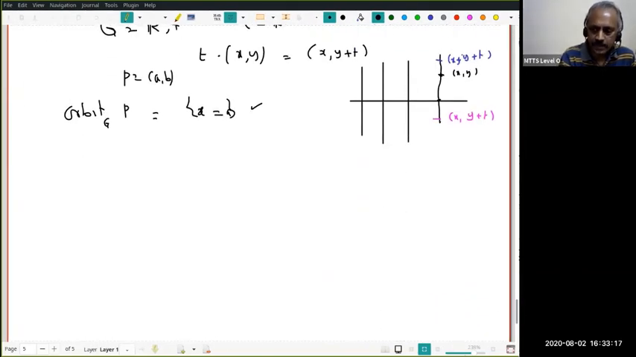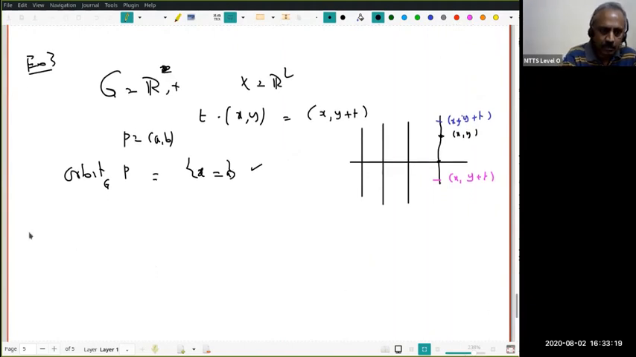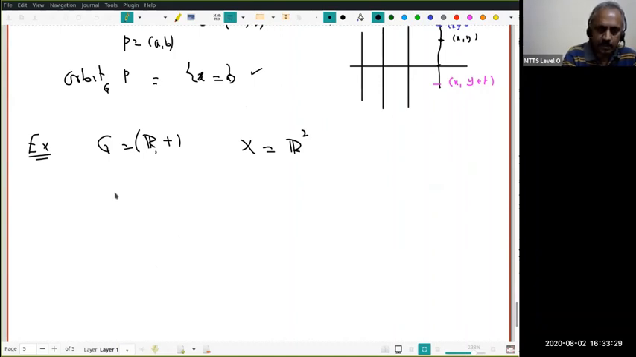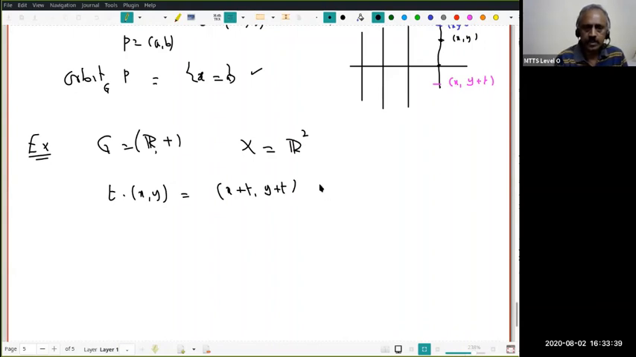Let us give a fourth example. The same group G equal to R under addition, and the space is again R2, but the action is different now. Now take a t, x comma y, then the action is going to move both coordinates: x plus t, y plus t. This is the definition. You have to check this is a group action.